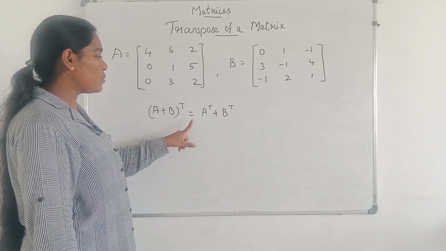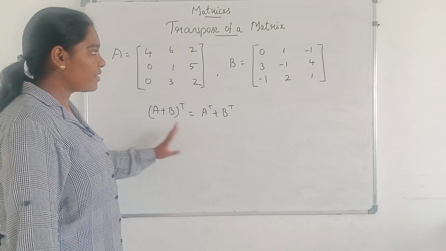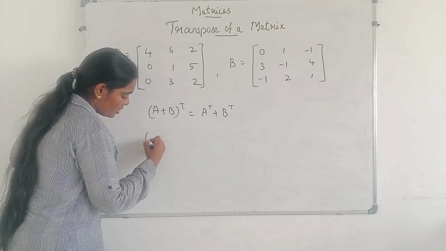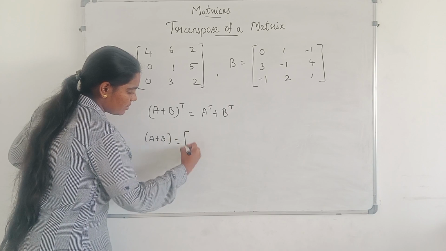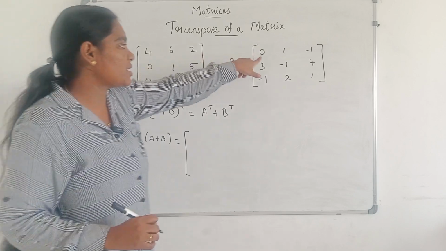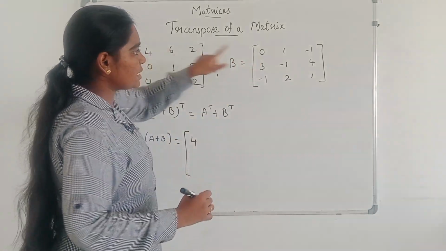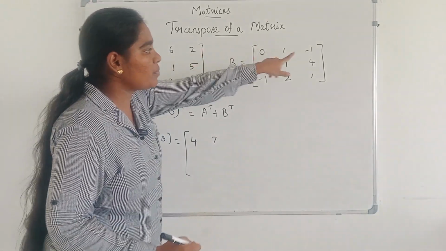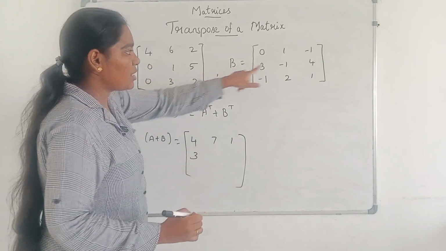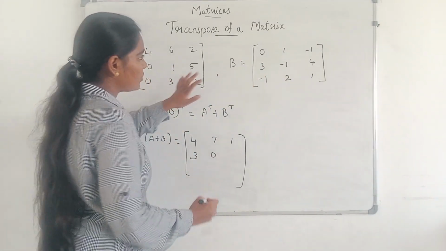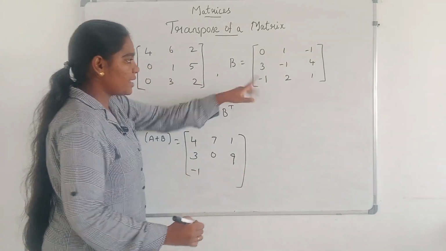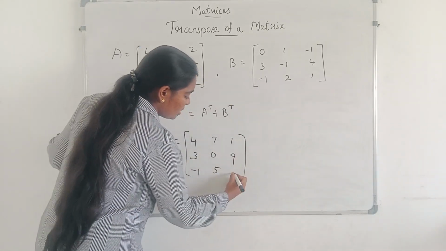Here, A plus B the whole transpose equal to A transpose plus B transpose. We have to verify this. Values of A and B have been given. So, first take this side. First find the A plus B. A plus B means you have to add the first entry with the first one. So, 4 plus 0, 4. 6 plus 1, 7. 2 minus 1, 1. Next, 0 plus 3, 3. 1 minus 1, 0. 5 plus 4, 9. 0 minus 1, minus 1. 3 plus 2, 5. 2 plus 1, 3.